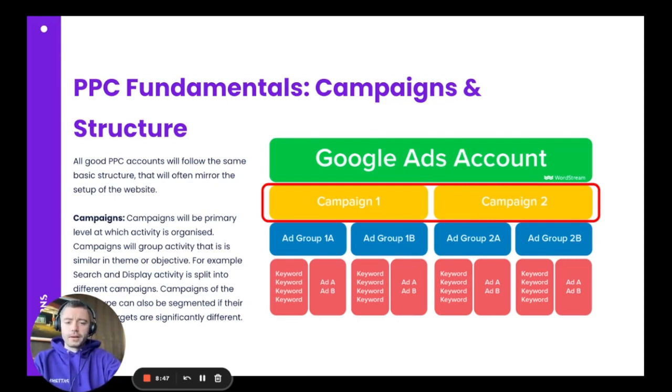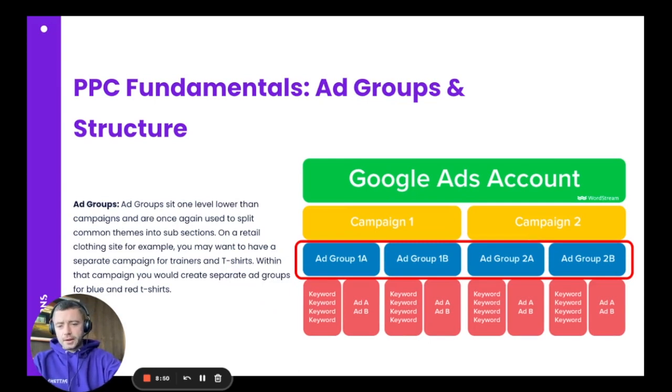And that's really the first level. The second level you come to is the ad group level. And at ad group level, this is where you want to split things into a little bit more detail. So imagine you have that same website which sells clothes. At the campaign level, you might want to have shoes. And you have a campaign for all the shoes on the website.